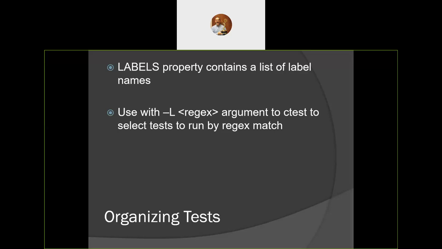Unlike a lot of testing frameworks, CTest doesn't give you a way to organize your tests into any sort of hierarchy. So if you want to group your tests, because you have a lot of them, then you'll want to use labels to serve that purpose. I mean, you can construct labels in such a way that they represent a hierarchy, but it's really just a set mechanism.